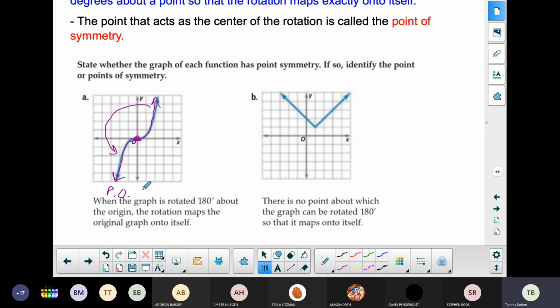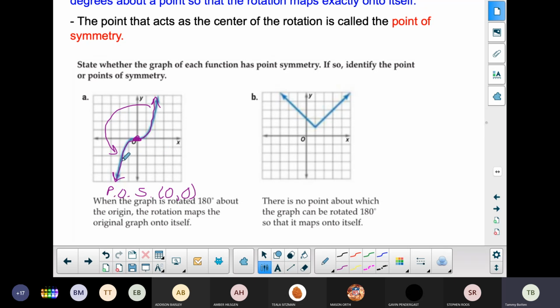So that means it does have point of symmetry. And if you ever want to label that as point of symmetry, POS, that's okay. And then you have to list what the point of symmetry is. What point would you be rotating around? In this case, it's the origin, so (0, 0).